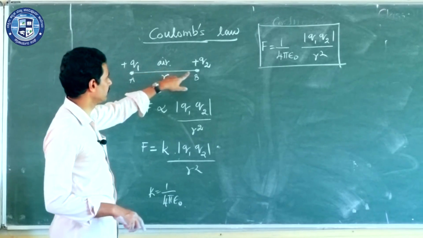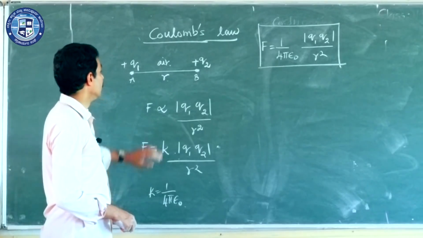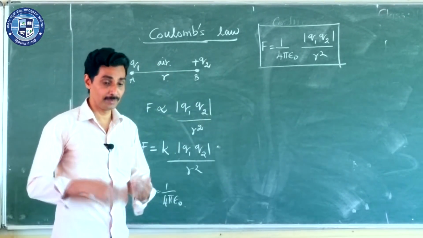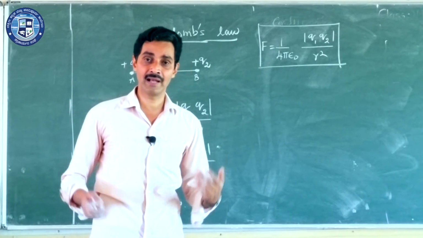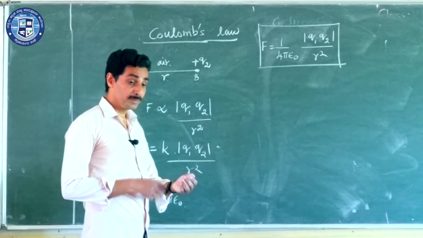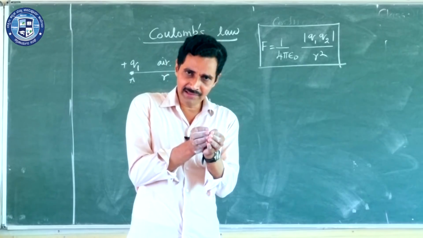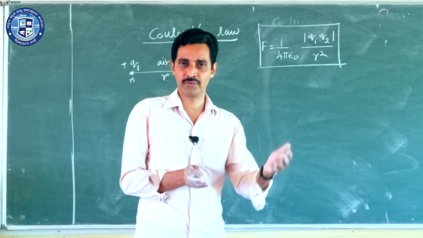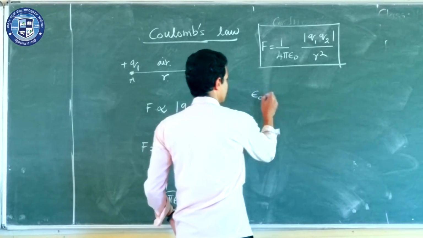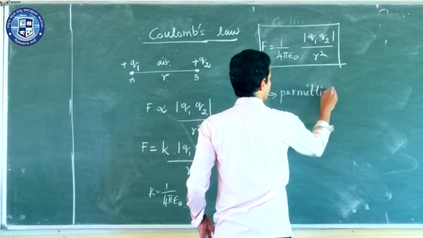So if they are separated by a distance in air or vacuum or free space, then take the same two charges separated by the same distance in a medium like plastic or glass, and the force changes. When the medium is changed, the force changes. That means there should be some property of the medium which decides the force, and that is called permittivity. And this constant epsilon naught is called the permittivity of air, or permittivity of free space.